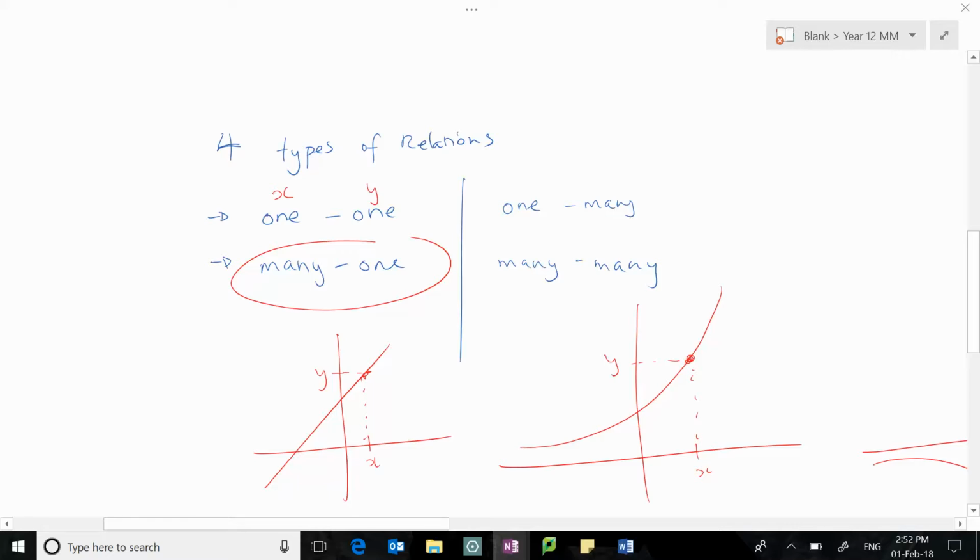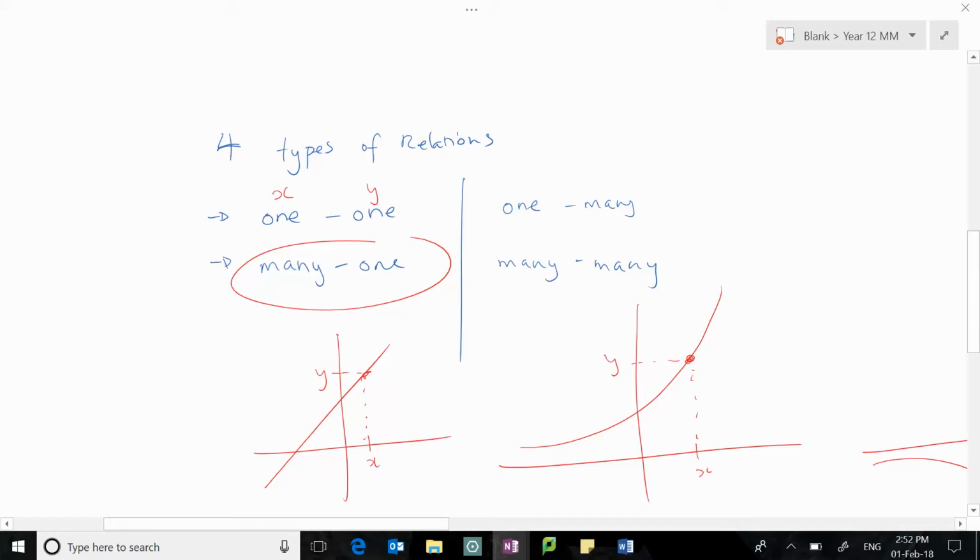That's the only one with one y. These two have many y's. So these are relations. Okay, so we've got a one-to-one, a many-to-one. These are functions. They're all relations, but functions happen to be a sub-branch of it. So under relations, this is called a function. These are functions, relations as well.